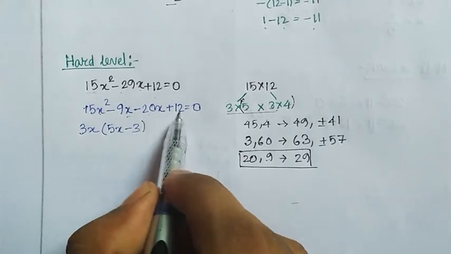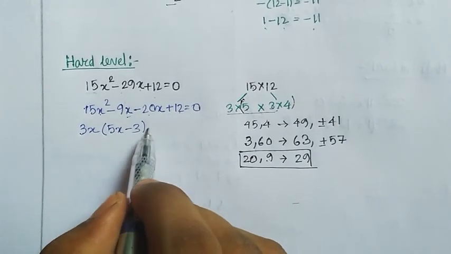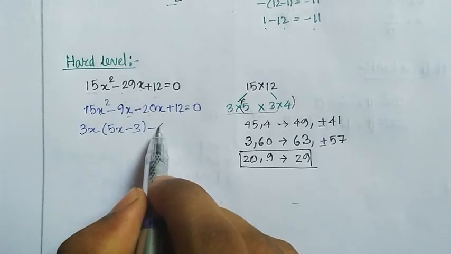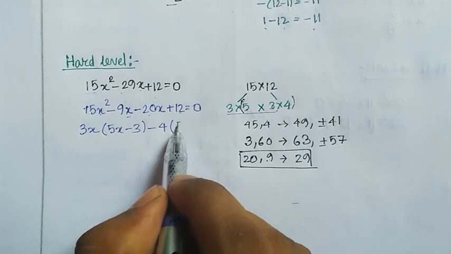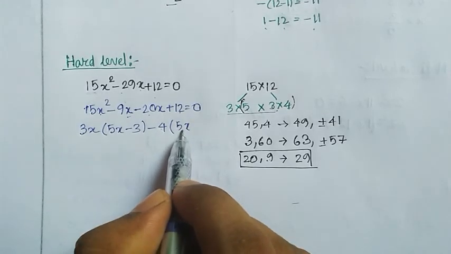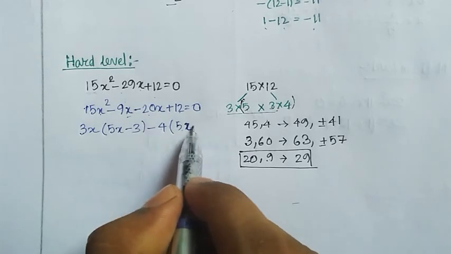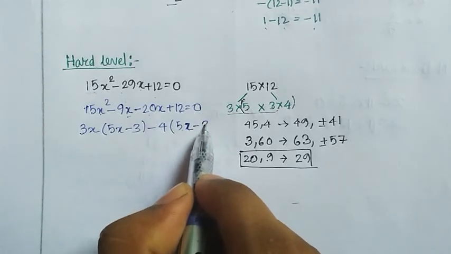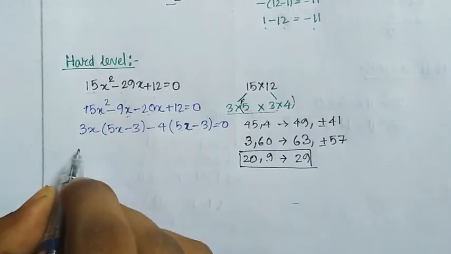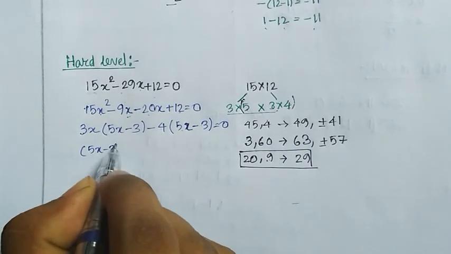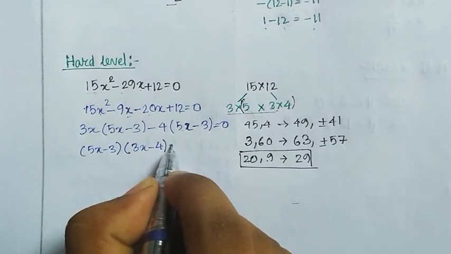In the last two terms, what can we take common? We cannot take 12 common. What we can take common is minus 4. And in the first place we will get 5x. Minus 4 into 5x is equal to minus 20x. And in the second place we will get minus 3, equal to 0. Taking the bracket term common, we get 3x minus 4 equal to 0.